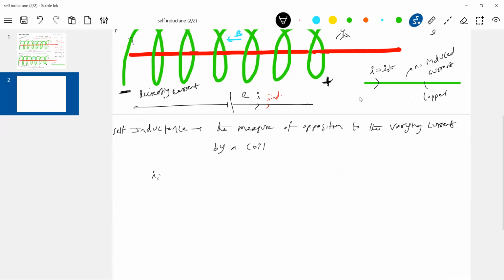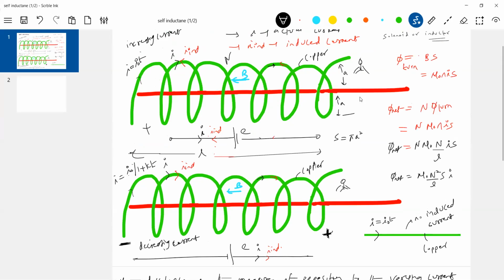So what about I induced? This is produced by a coil. What about I? I is supplied by the external source. So the measure of opposition to the varying current by a coil is called self-inductance. If current increases, the coil will try to decrease it. If current decreases, the coil will try to increase it by pushing current in the same direction.